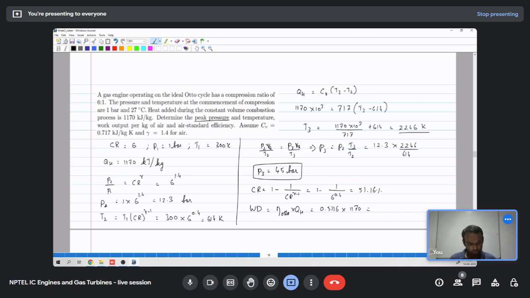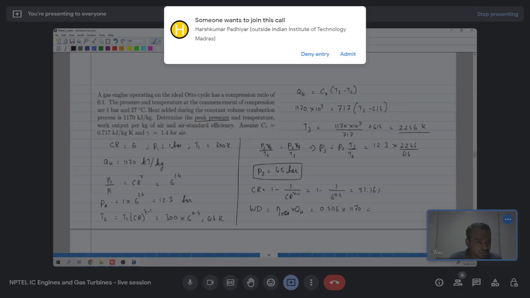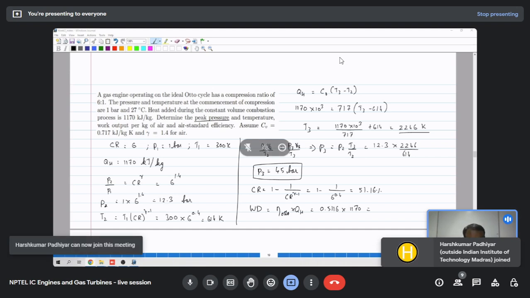Not PR, sorry, the symbol, you got mistaken, sir. Sorry, the symbol for compression ratio. Yes, sir. Yeah, in some problems I have taken this as small r. Oh, okay, here it is efficiency. Yes, sir. Thank you, got it.